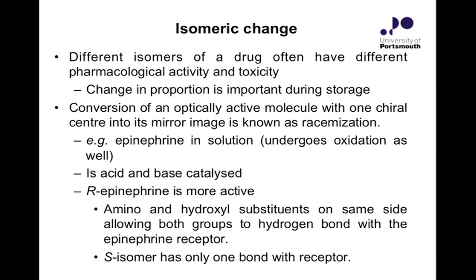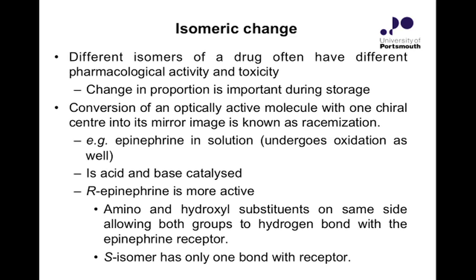So we've talked about polymerization and oligomerization. Isomeric changes occur within chemical structures as well, and we haven't dwelt on this yet. So different isomers of a drug often have different pharmacological activity and toxicity. So we have to be mindful of the fact that whenever we have an isomeric center in a molecule, this can change during storage, during preparation of formulation and its lifetime.